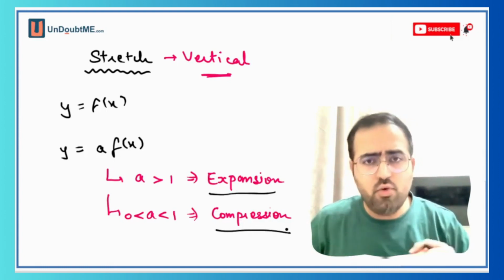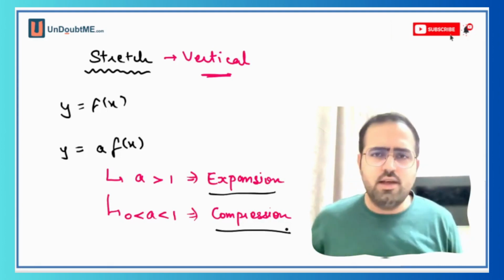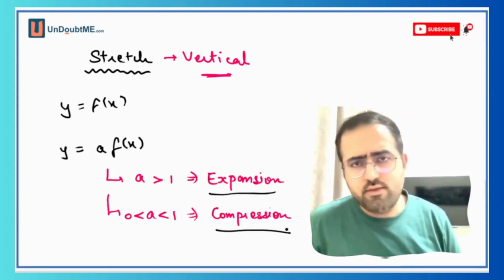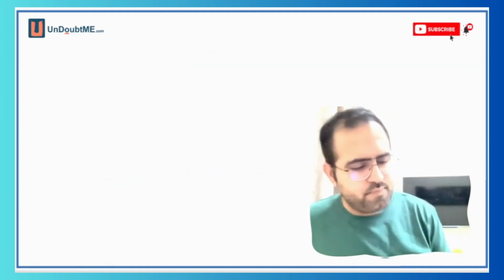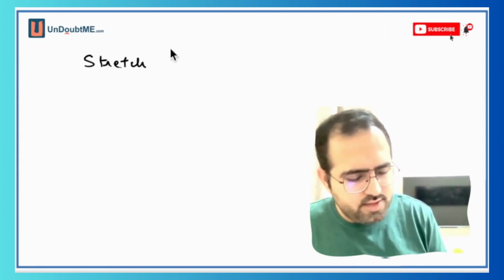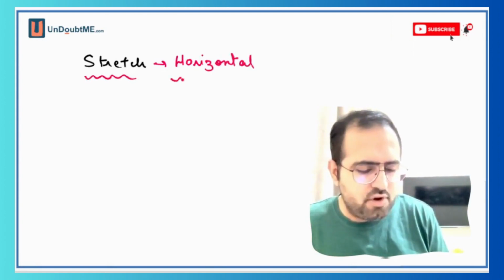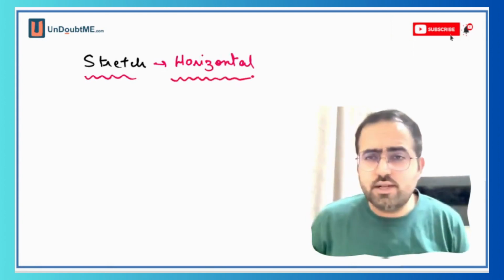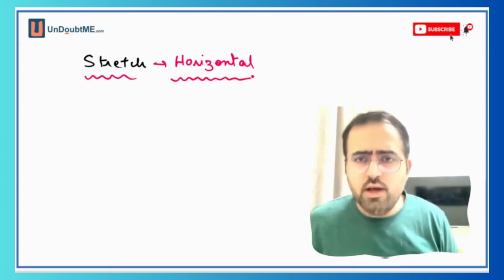As I said, if you want a video on that, you can put it in the comments. Okay, now we are moving on towards the horizontal stretch. That is our last transformation. This is also of the category of stretch, but now this stretch is horizontal. Now what is the meaning of horizontal stretch? Horizontal stretch means it will be either expanded or compressed horizontally. Okay, how does it look?